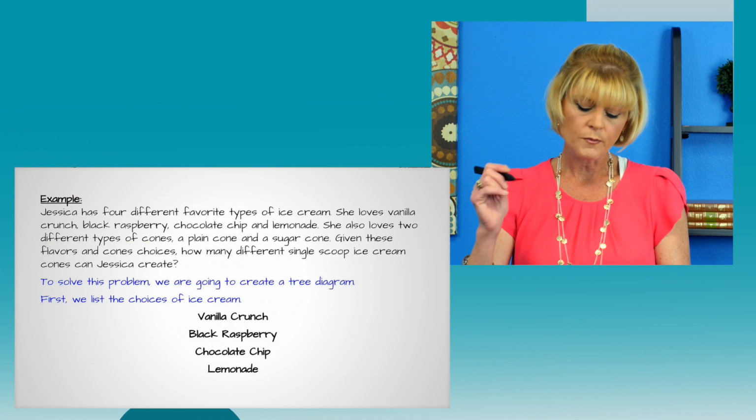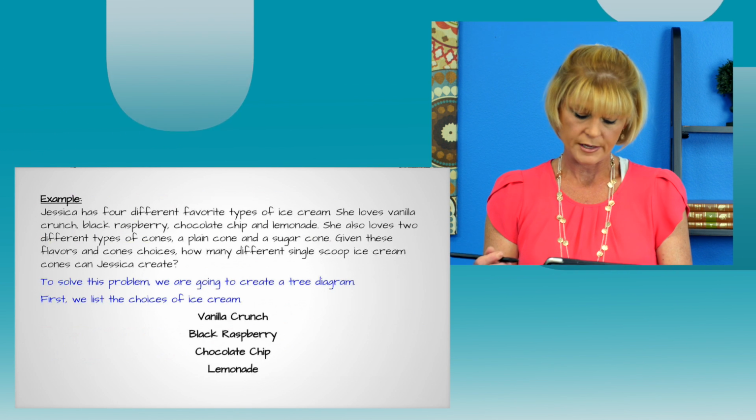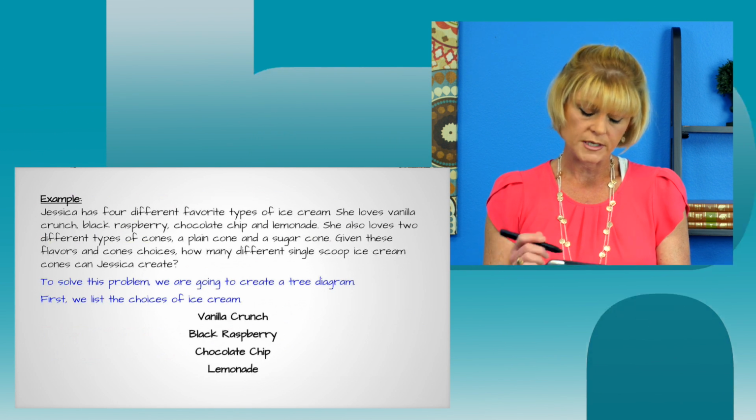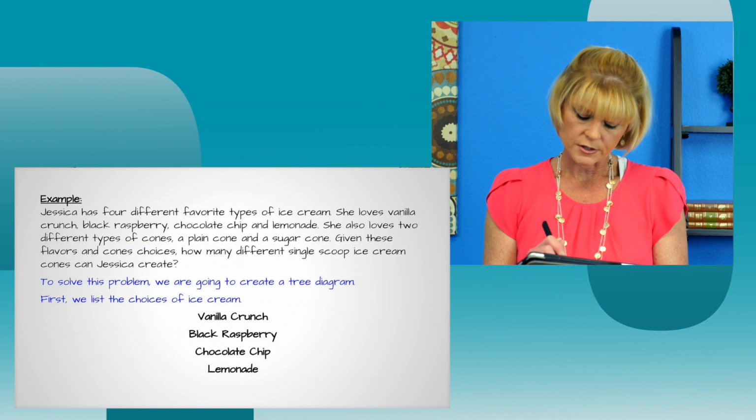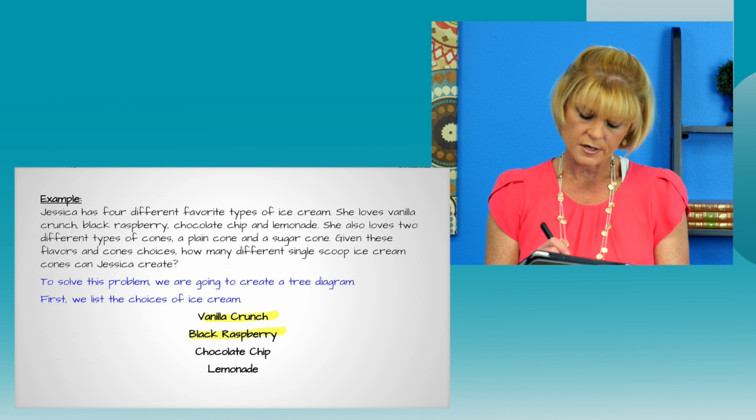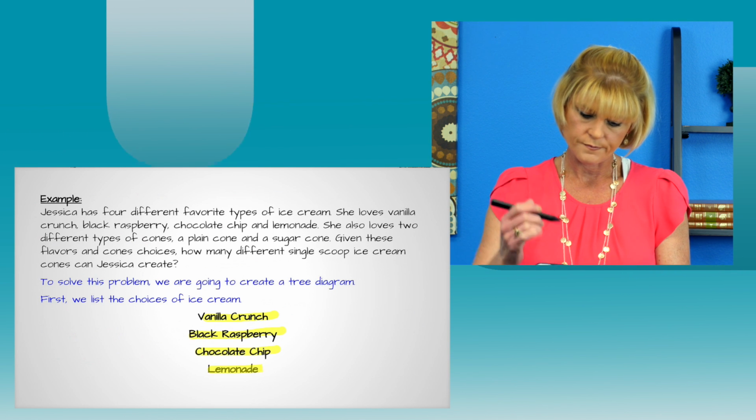So to solve this problem, we're going to do a tree diagram. First, what we need to do is list the choices of ice cream. We have vanilla crunch, black raspberry, chocolate chip, and lemonade.